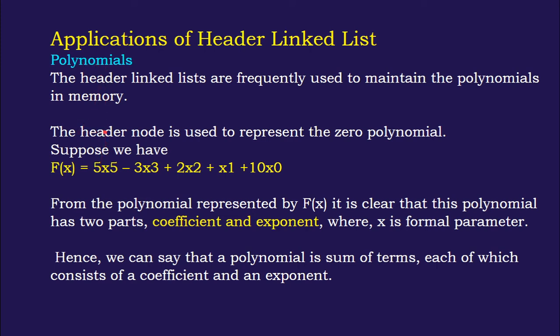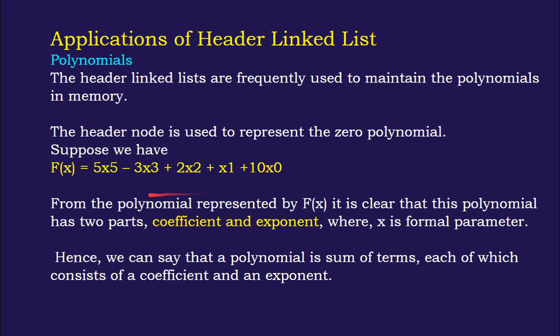So the header node is used to represent the zero polynomial. Suppose the polynomial has no terms. If it is an empty polynomial, it is denoted by the header node. Suppose you have this polynomial, f of x is equal to 5x power 5 minus 3x power 3 plus 2x power 2 plus x power 1, that is x, plus 10.